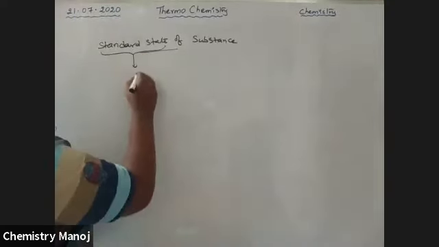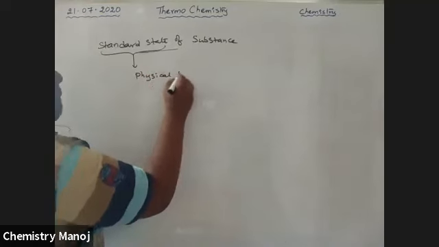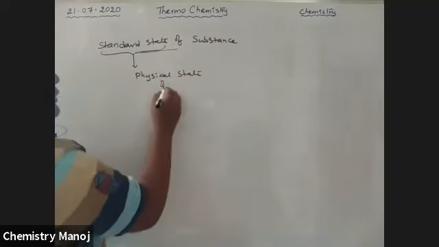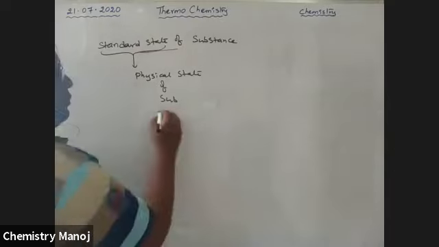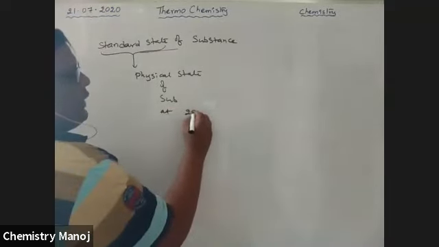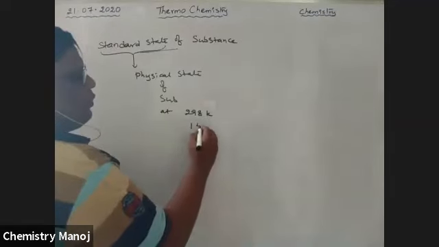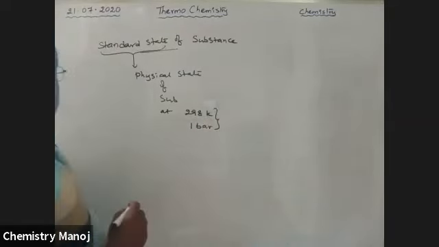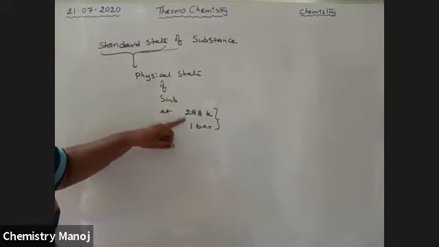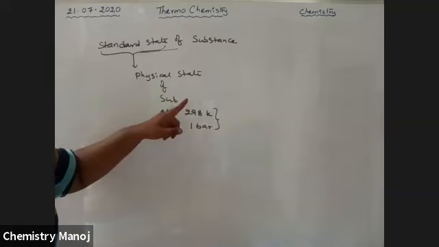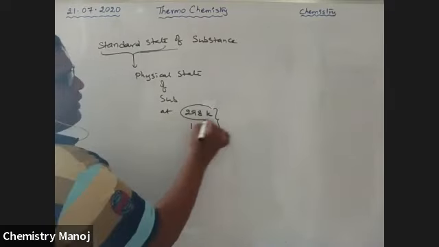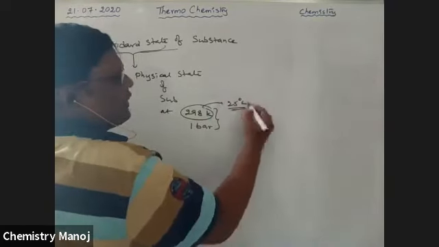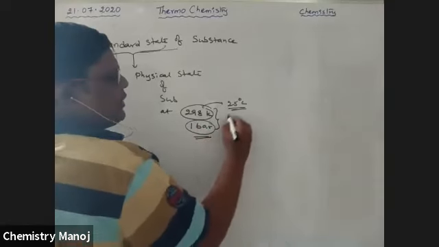Standard state is nothing but the physical state of a substance at 298 Kelvin temperature and 1 bar pressure. At this temperature and pressure, what is the physical state of that particular material? That physical state we consider as the standard state. So 298 Kelvin is roughly 25 degrees Celsius, and it is 1 bar pressure. 1 bar pressure and 298 Kelvin.